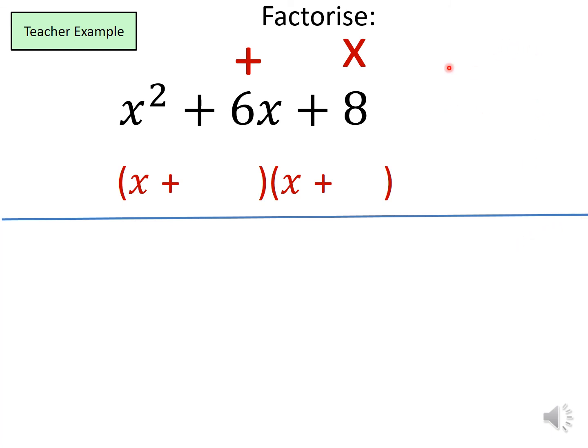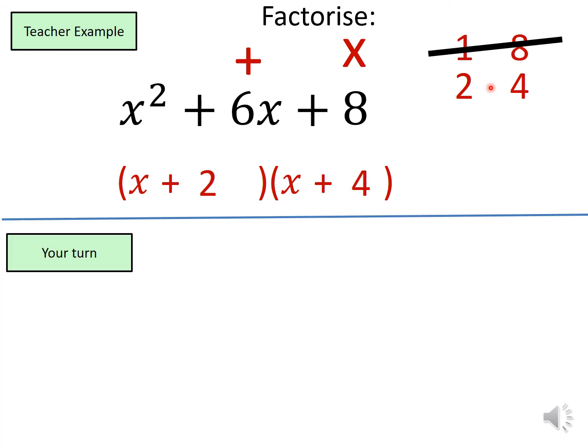So what numbers, when you multiply them, give you 8? Okay, so 1 and 8 is one of them. 2 and 4 is another one of them. Okay, which one of these two gives you 6 when you add them? 1 and 8 doesn't give you 6, so it has to be 2 and 4. So we put 2 and 4 there, and it doesn't really matter in which order. Okay, your turn then. Have a go. And then pause the video, and then we go through the answers together.